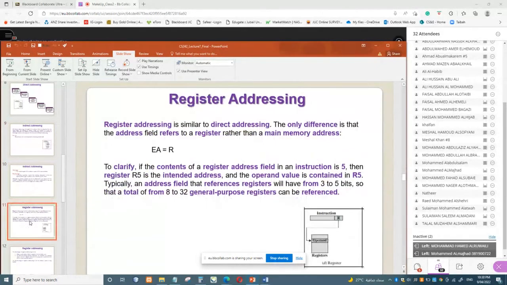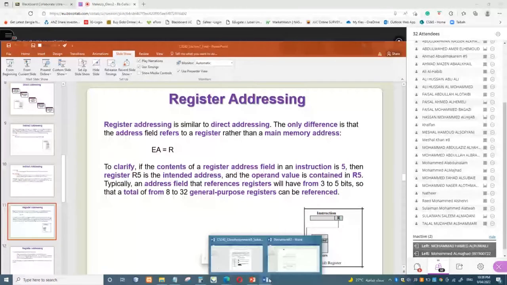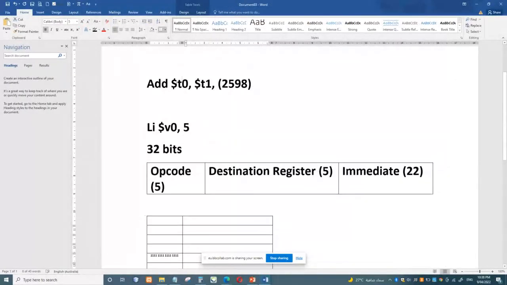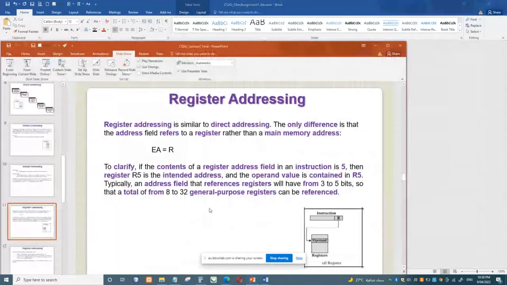Then the other one is register addressing. This is a much easier one because our instruction can refer to a register. You can see that this is one of our instructions. Our instructions usually refer to some of the registers. So register addressing is basically another addressing mode where the instruction contains the number of the register, and that register contains your operand. So the instruction does not contain the operand; rather, the instruction contains the number of the register.